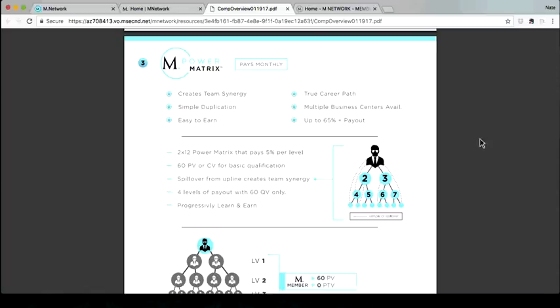So what we've done to overcome those two things is, instead of a 7 or 8 wide matrix, we've gone with a 2 wide matrix, 2x12. And to overcome the problem of maxing out the matrix, we have multiple business centers. So you can put yourself into the matrix again and again and again as you earn into that. The only necessity for that is a 60 PV qualification. You need 60 in volume for that business center.